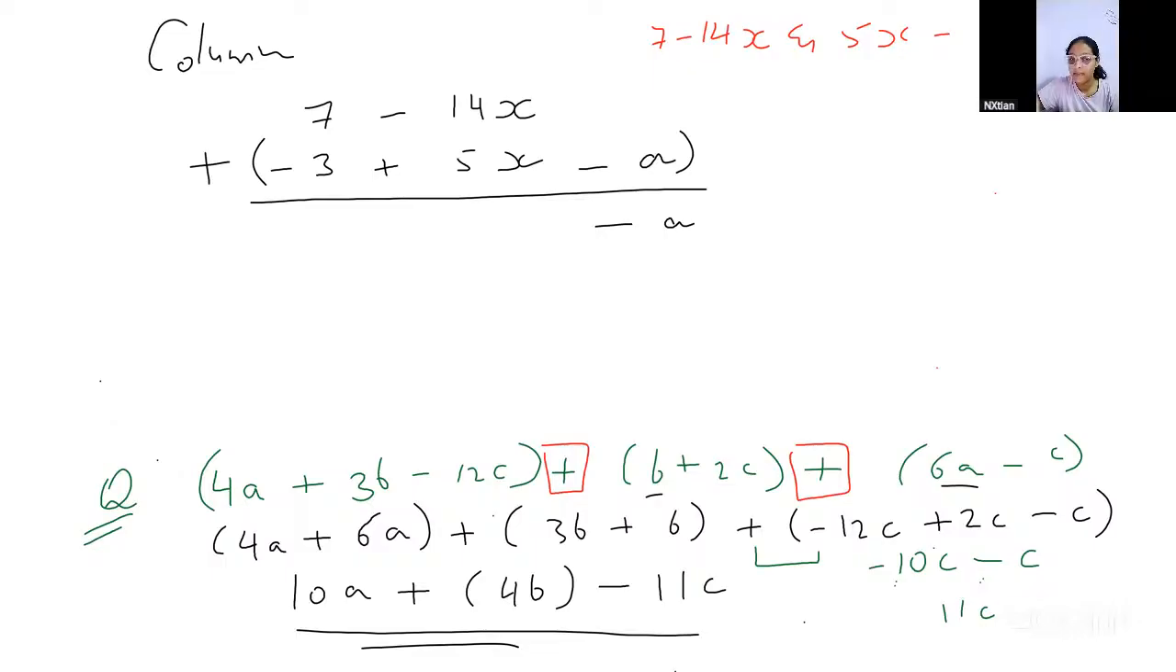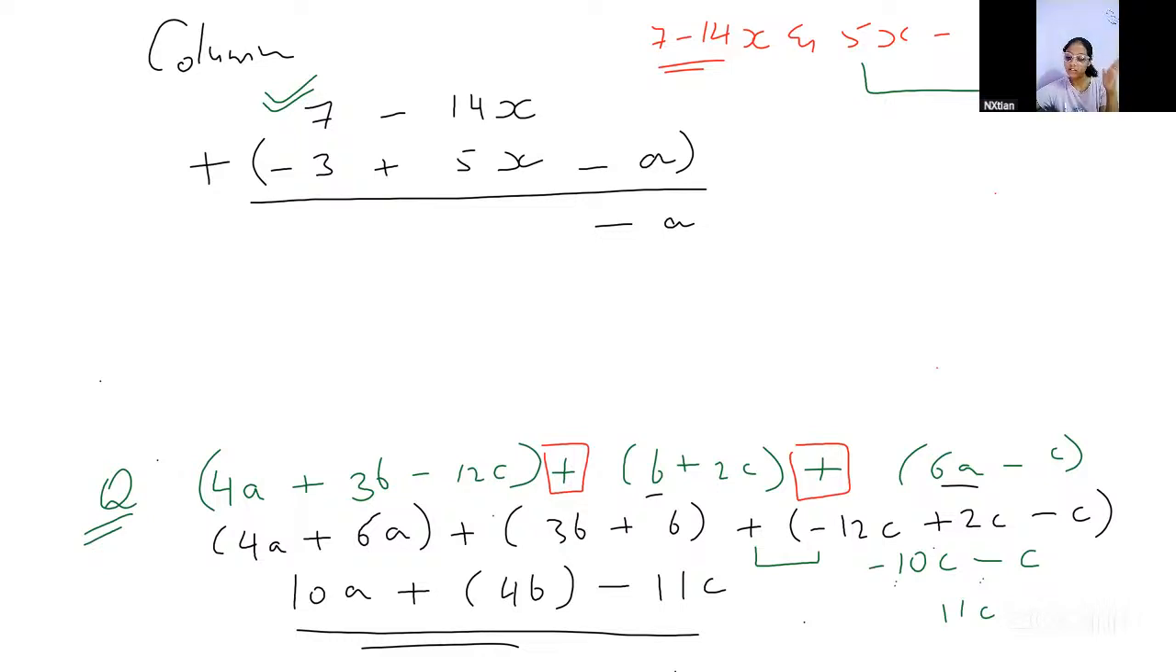Ma'am, can you show me again how you arranged it? How I arranged it? Yes. So I had 7 minus 14x. You can write the first term as it is. Then in the second term, I saw that 7 is my only number and it is coming first. So I put 3, which is also my only number, below 7. Only numbers together, one above and below each other.